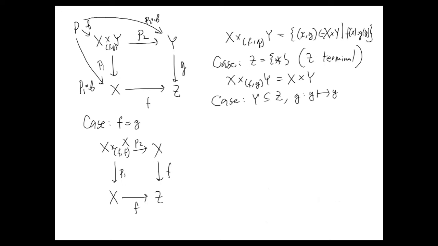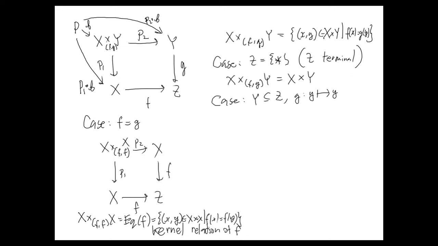Just going to move on to the conclusion for this case. The pullback here is the kernel relation of f, which is given by the set of pairs x, y of x plus x, such that f of x equals f of y. And this is called the kernel relation of f. At least some category theorists call it the kernel relation of f.